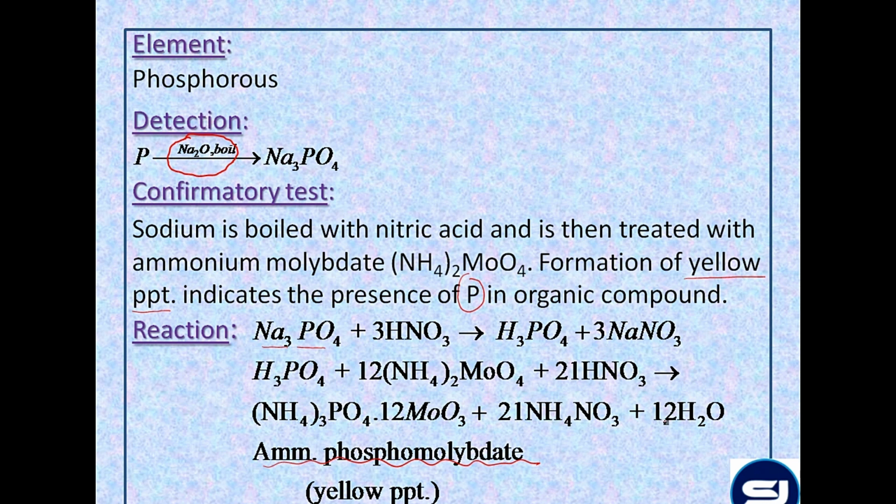ammonium nitrate and H2O. So as a summary, here the phosphorus is detected by reacting the phosphorus with sodium peroxide forming sodium phosphate. The sodium phosphate in turn reacts with HNO3 forming phosphoric acid, which reacts with ammonium molybdate in presence of HNO3 and finally forms ammonium phosphomolybdate, which is a yellow precipitate. That's all for the qualitative analysis of organic compounds.